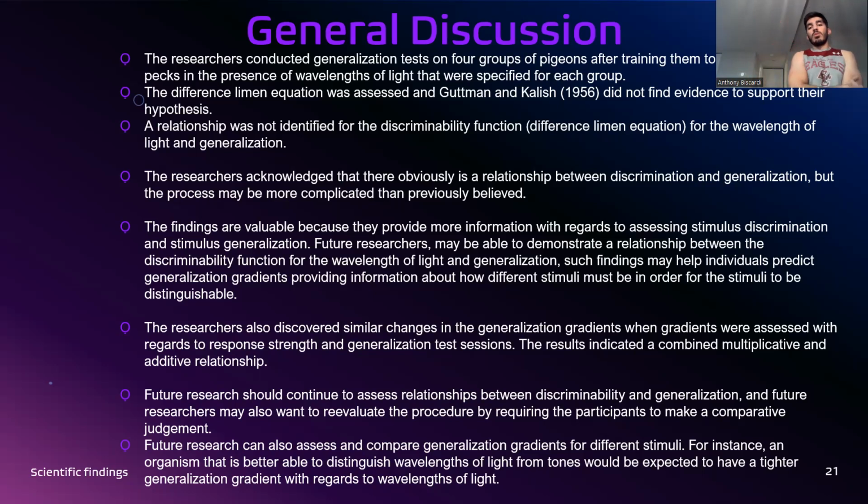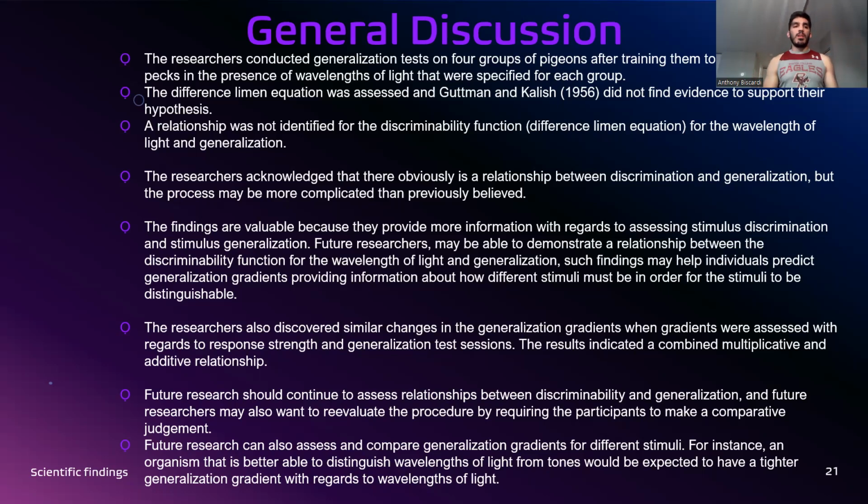So the researchers also mentioned this at the end, so I just want to bring it up. They discovered similar changes in the generalization gradients when gradients were assessed with regards to response strength and generalization test sessions. Like I mentioned previously, the results indicated a combined multiplicative and additive relationship, or some statistical thing with equations. So I'm going to also mention again what I talked about for future research. Future research should continue to assess relationships between discriminability and generalization, and future researchers may also want to reevaluate the procedure by requiring their participants to make a comparative judgment.